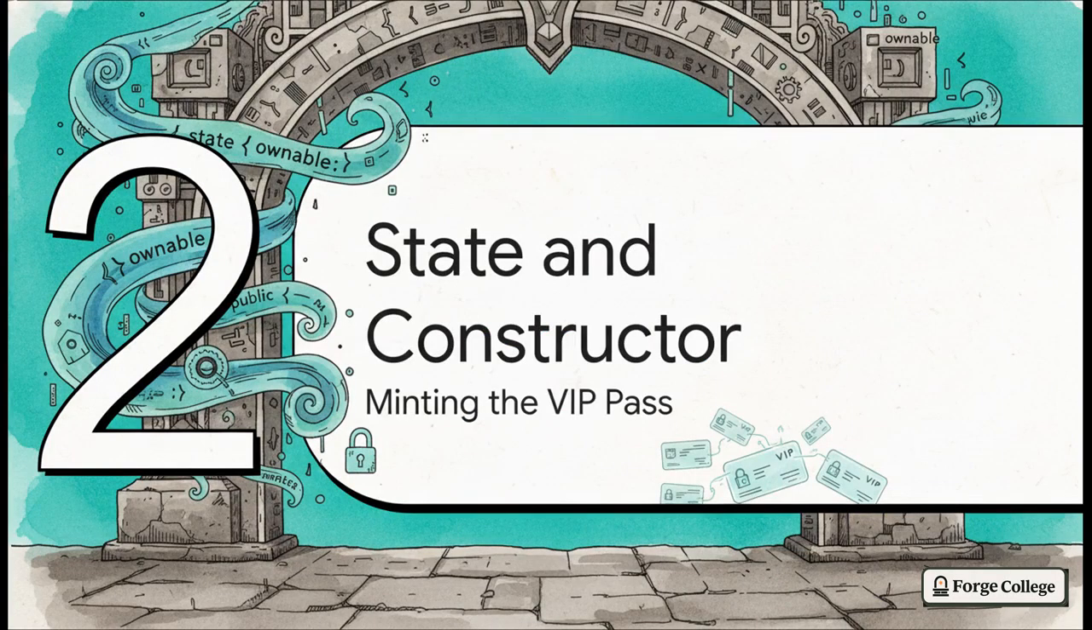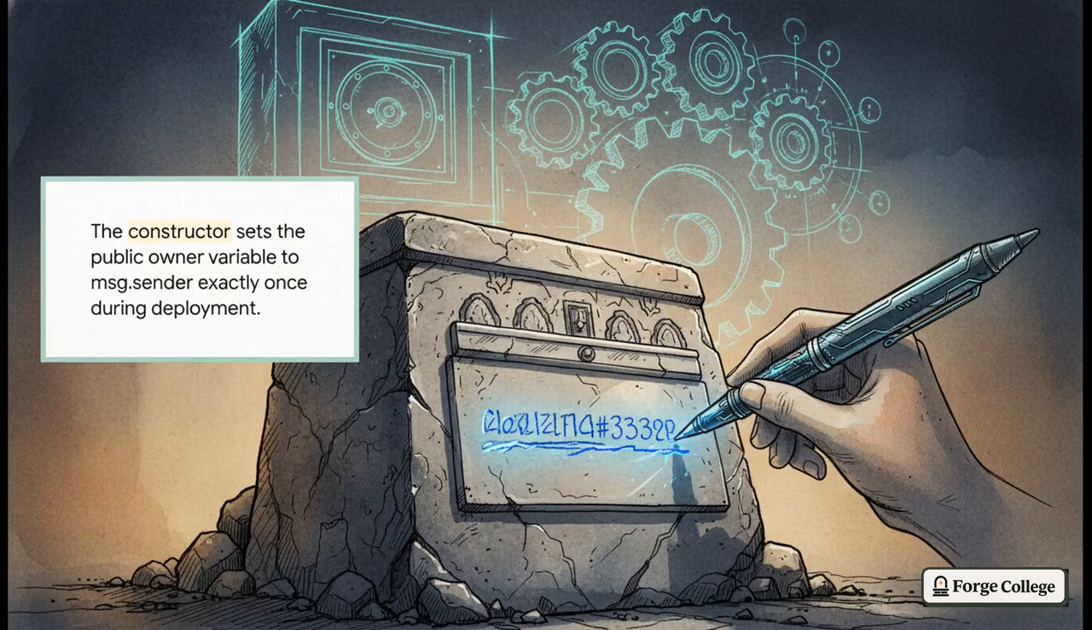Moving right along to Section 2, State and the Constructor. Let's lay the foundation. It's actually incredibly simple yet so powerful. First, we declare an address public owner variable. Now, making it public is a very deliberate engineering choice here because it automatically creates a getter function. That allows for really easy off-chain inspection. Because if you're building a front-end interface, you want to easily query who the boss is, right?